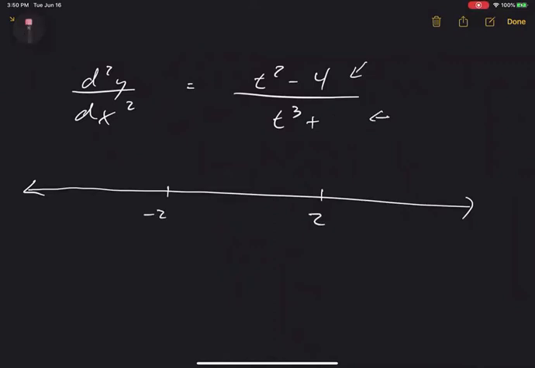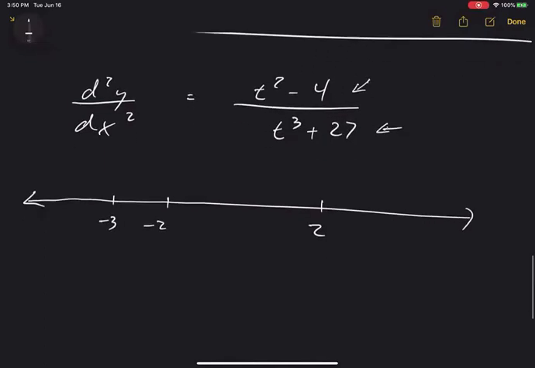Actually, let's change this a little bit to make it better. How about 27? Okay, so let's say we have this. We found where the numerator is 0. Where's the denominator 0? Well, the denominator is going to be 0 at -3. So I plot all these points on my number line, and these are the only points I plot.